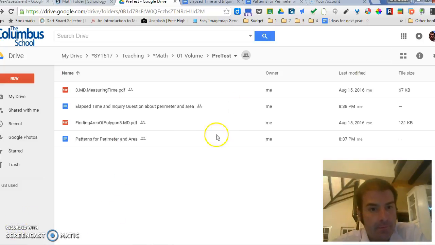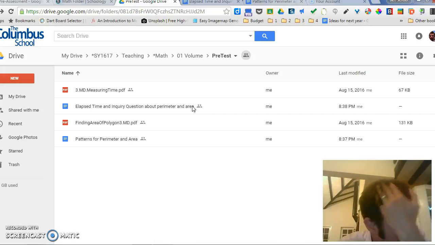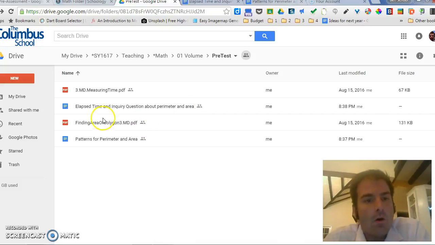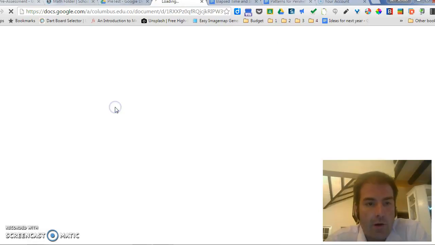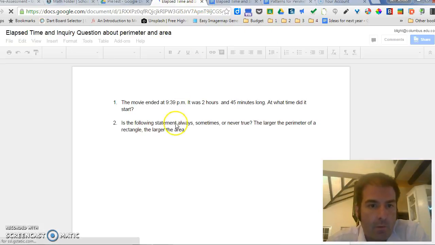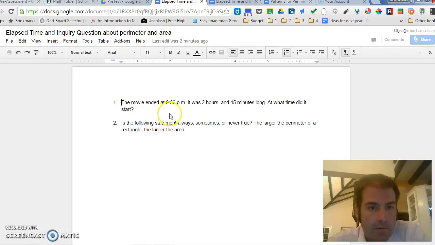Okay, now I added these two things that I was looking at. This comes from the book that I showed you today, that I made you some PDFs on. There are two questions on this document, one about elapsed time, and one about almost like an inquiry into the relationship between perimeter and area. So these could be two effective items to see how kids deal with area and perimeter.